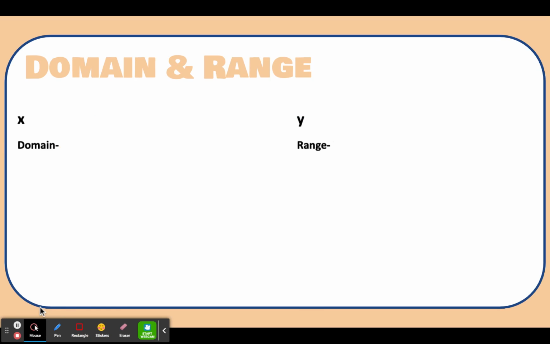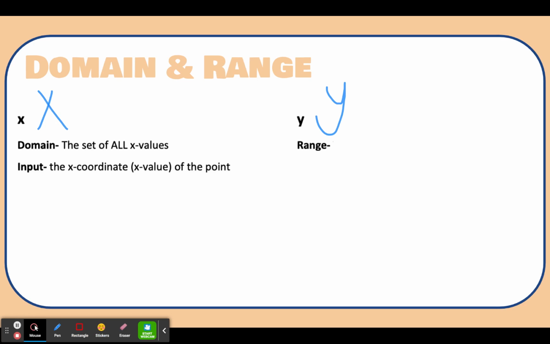Domain and range. Think of domain as your x value. Think of range as your y value. Regardless of how your relation is represented, whether it's on a graph or in a table or ordered pairs or mapping, our domain is our x value, our range is our y value. When we're asked to give domain, we're listing a set of all x values.